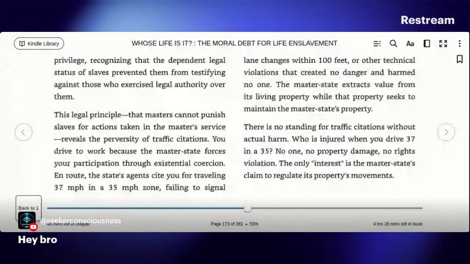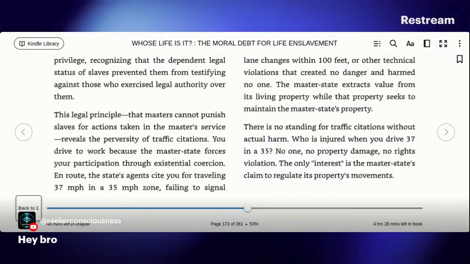The master state extracts value from its living property while that property seeks to maintain the master state's property.